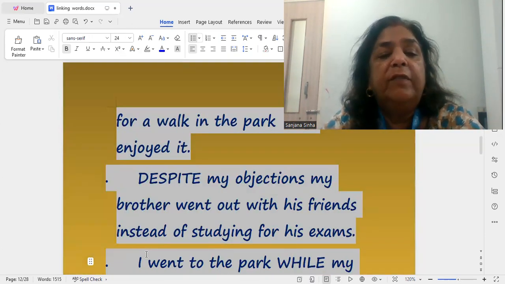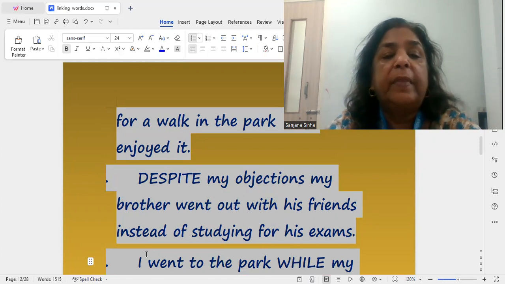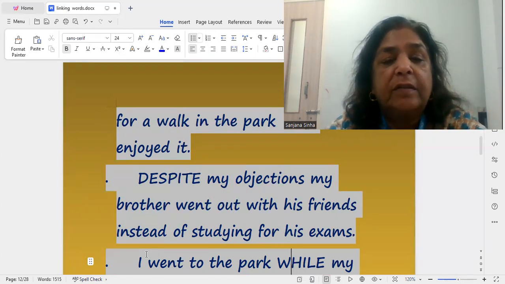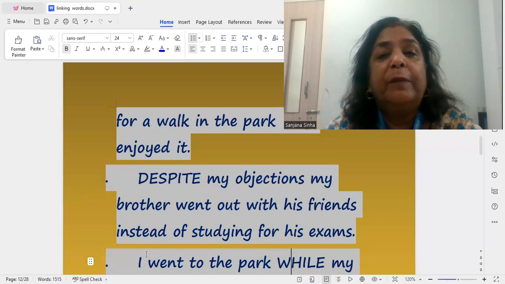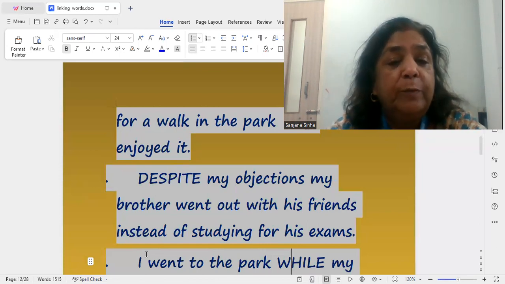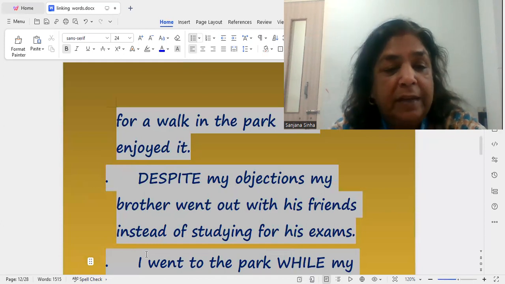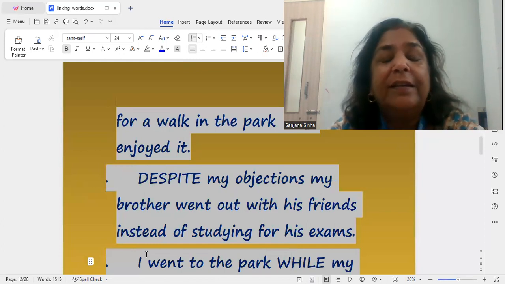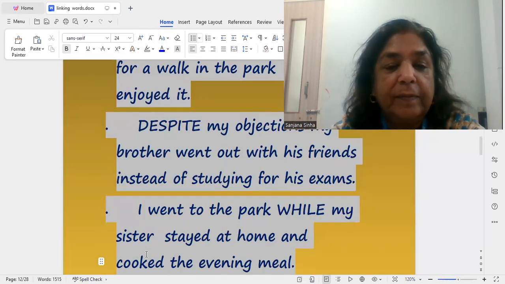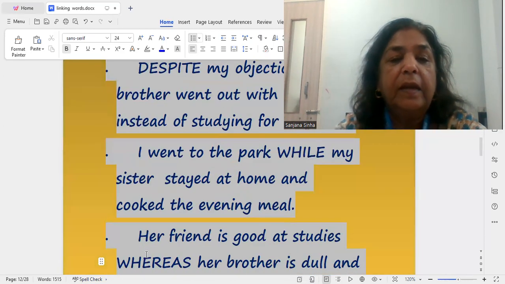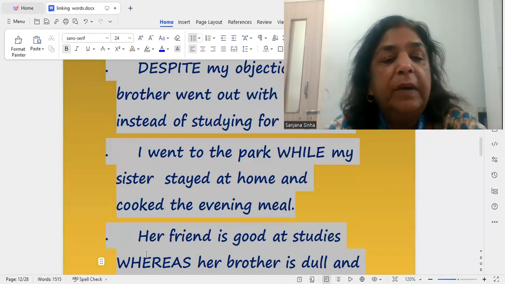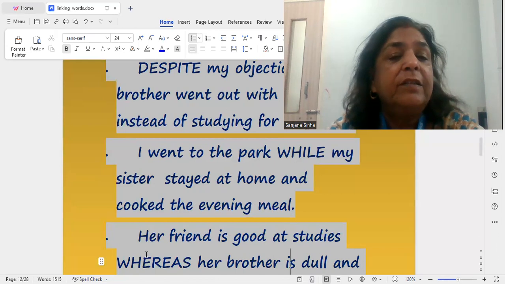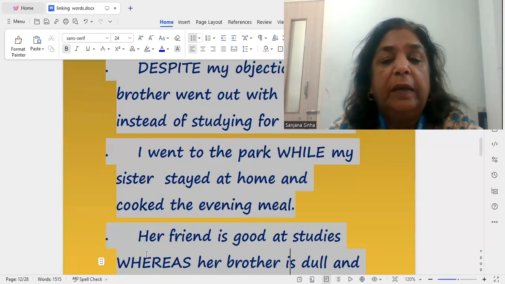All these words, in spite of, despite, mean 'ke bawajood' in Hindi. Despite my objections, my brother went out with his friends. मतलब मना करने के बाद भी वो क्या किया, वो चला गया. Despite my objections, my brother went out with his friends instead of studying for exams. I went to the park while my sister stayed at home and cooked the evening meal.